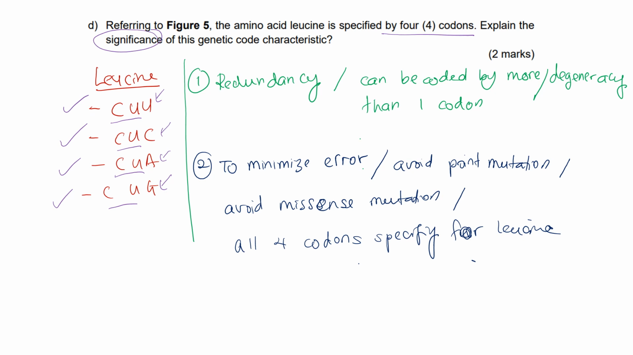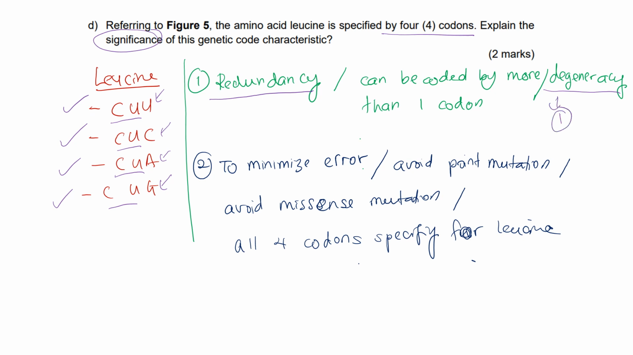So this is the first genetic code characteristic, which is redundancy, the redundancy of genetic code for a specific amino acid. Or you could explain it in another way, which is that an amino acid can be coded by more than one codon. Some of the amino acids can be coded by more than one codon. Or for the same point, it is the degeneracy of genetic code. That is for the first mark.